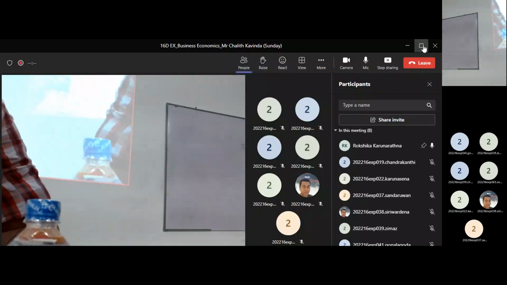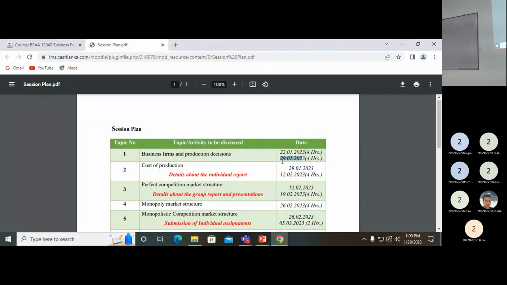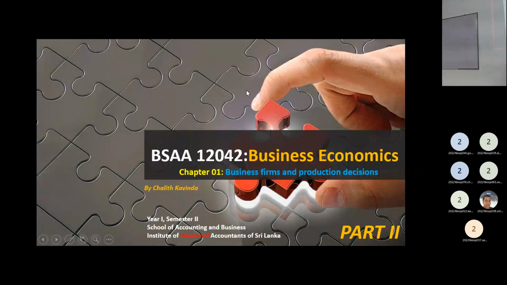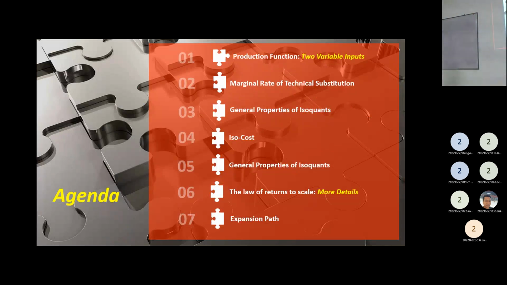So today we are going to start our next lesson. Today is 29th of January. Accordingly, we are going to start the second part of our first lesson. We are still in our first lesson, business terms and production decisions, but now we are moving to part 2 of that lesson. Actually, in our previous presentation, I discussed the ILOs. ILOs mean what? Intended learning outcomes, the things that you could perform once you complete a particular topic.